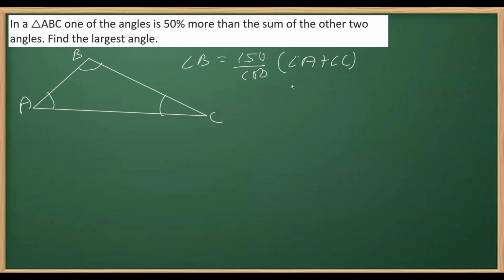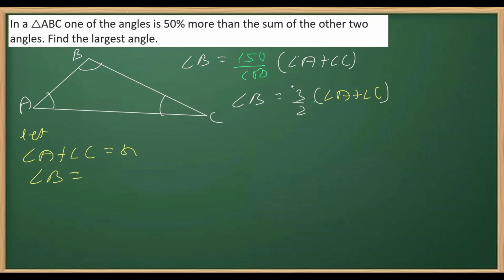Now continuing with the next part, let me once again figure out. I can reduce it. I can see this is 3 over 2 times of angle A plus angle C. Now what I'm going to do is to consider this sum, A plus C. I'm going to take A plus C as something, say, let A plus C be X and the other, B, be Y.